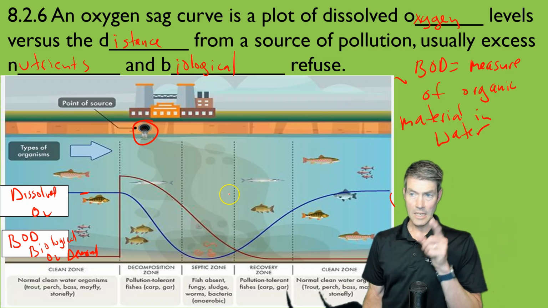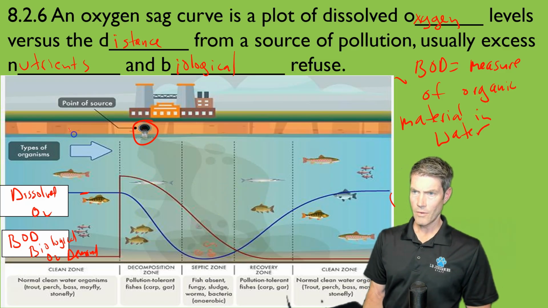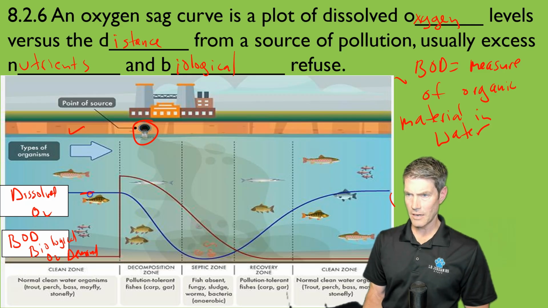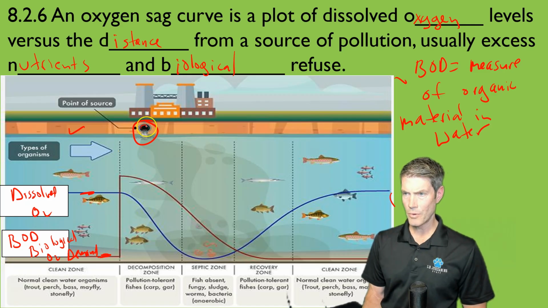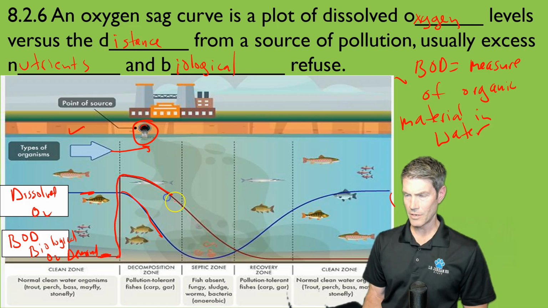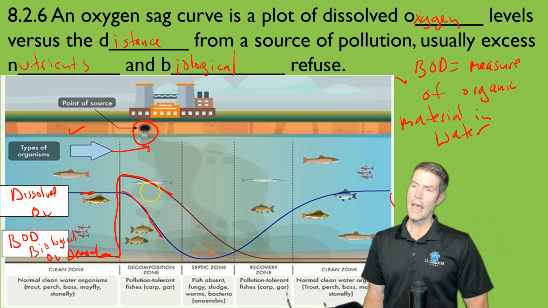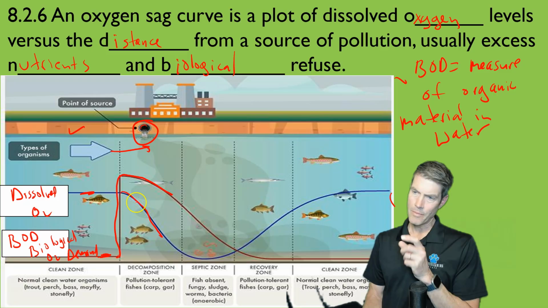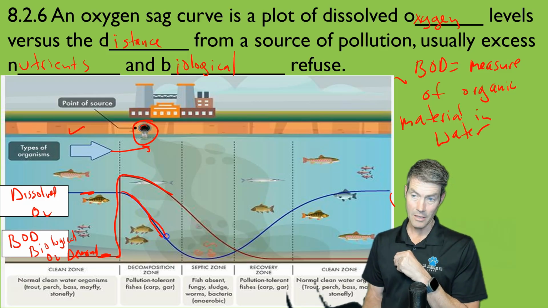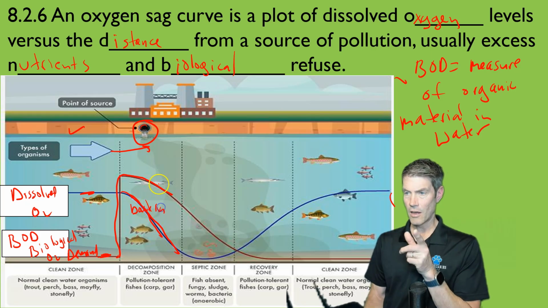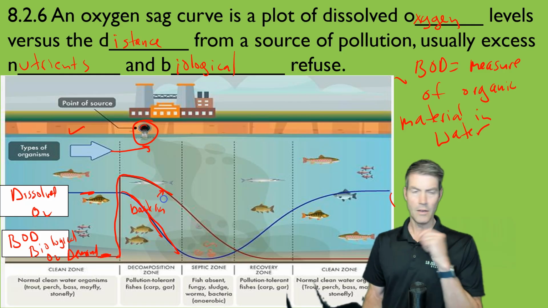So we can see at the beginning, right here, it's normal, everything's good. We've got a lot of oxygen, very low organic material. Then, boom, we go downstream, we hit this outfall, and our oxygen levels go down. Because look, that biological oxygen demand, we have a lot of organic materials. And as the bacteria start to eat things up, they're using that oxygen, and that's reducing the oxygen level.